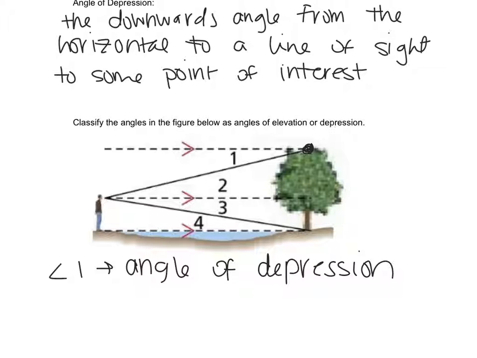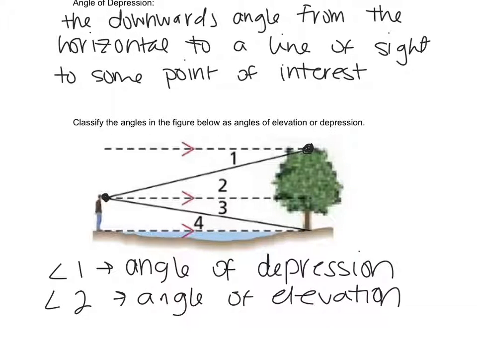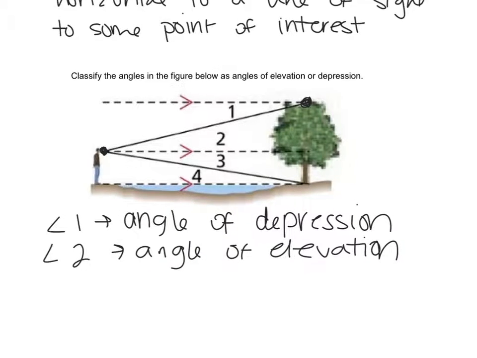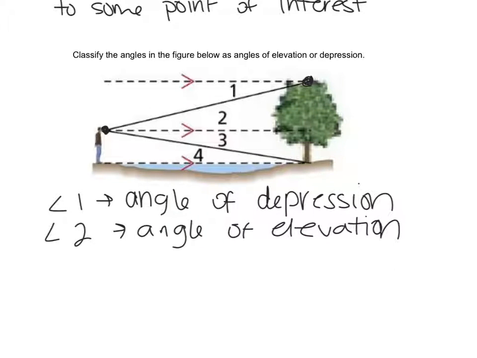Okay, so next, angles 2 and 3 are based on the line of sight of our person. So our horizontal going straight across. So angle 2 is created when we look at the top of the tree. So angle 2 would be an angle of elevation, whereas angle 3 is when we look at the base of the tree. So angle 3 would be an angle of depression.